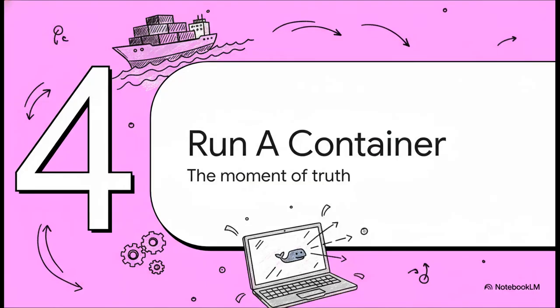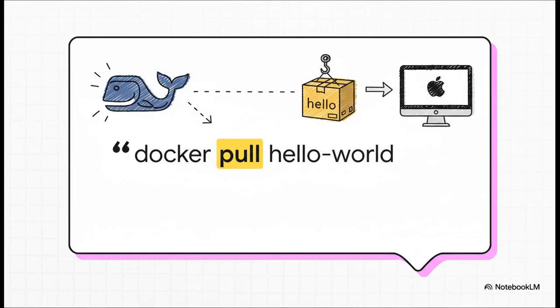This is it. This is what it's all been leading up to. We've installed, we've configured, we've verified. Now, let's actually do something with Docker. This is the fun part. First things first, we need a blueprint for our container. In the Docker world, this is called an image. We're going to grab the official Hello World test image. The command docker pull hello-world basically tells Docker, hey, go to the library and download that blueprint onto my Mac.